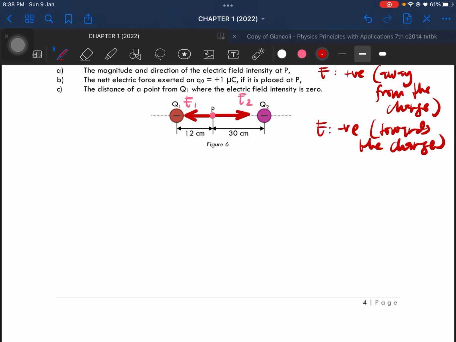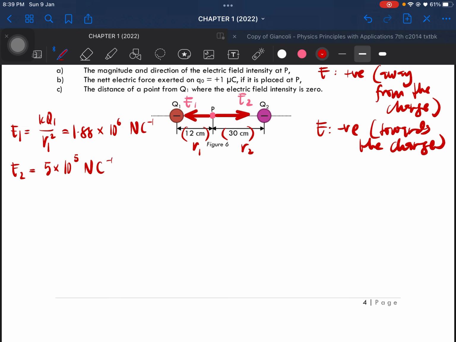I'm just going to use red. So I'm going to write E1 equals KQ1 over R1 squared. This is R1, this is R2. So the electric field due to charge 1 will be equal to 1.88 times 10 to the power of 6. The direction is to the left, as can be seen in the diagram. And then the electric field due to charge 2 will be equal to 5 times 10 to the power of 5 Newton, sorry, I forgot to write the unit, per coulomb.